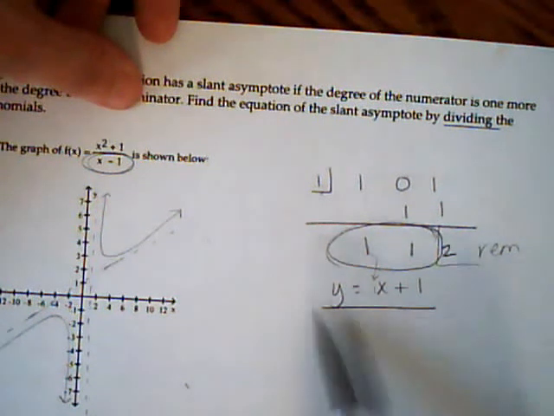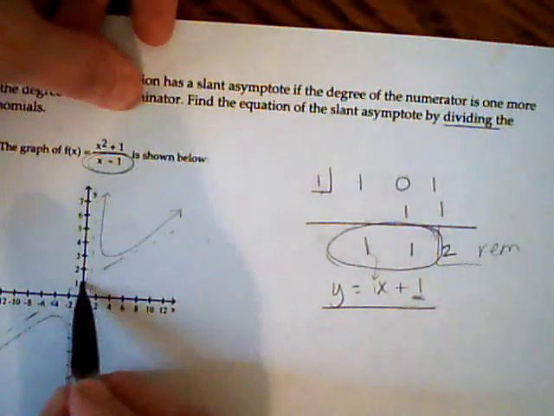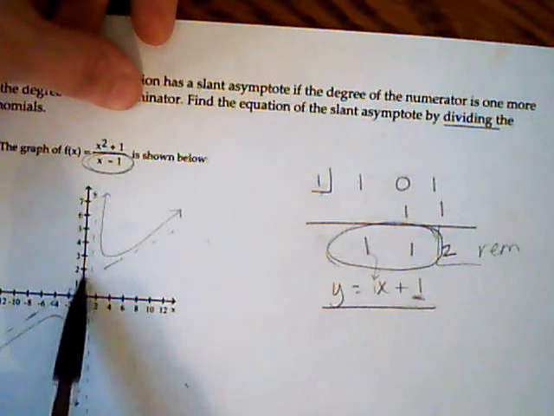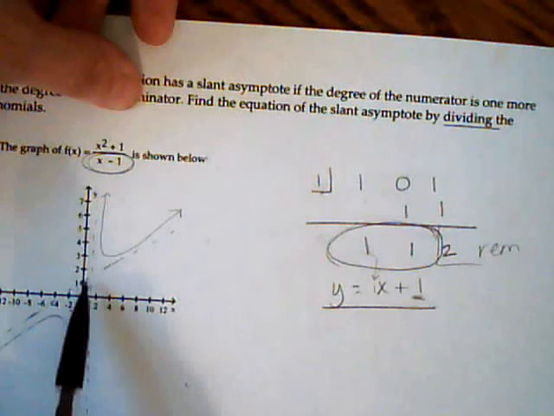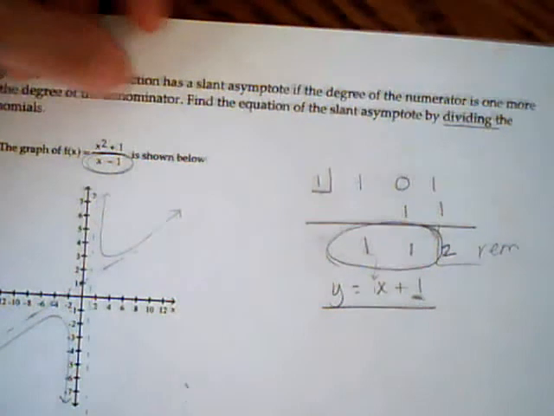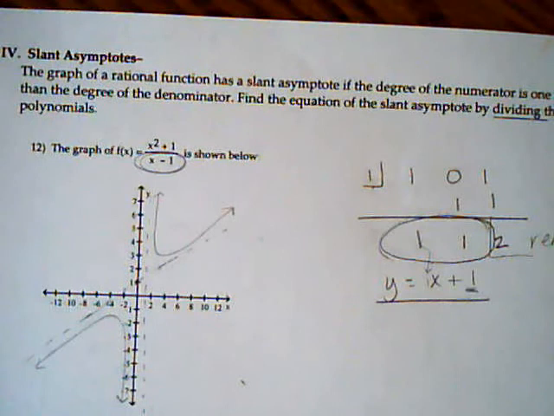So how did I graph that? Since I know that's a straight line, my y-intercept is 1, so I'll put 0, 1. And then my slope is 1, so I can just go up 1 and over 1, put a new point, down 1 and over 1 to put a new point. And so that's how you would find your slant asymptote. As you can see from this example, a graph can have both a vertical asymptote and a slant asymptote.